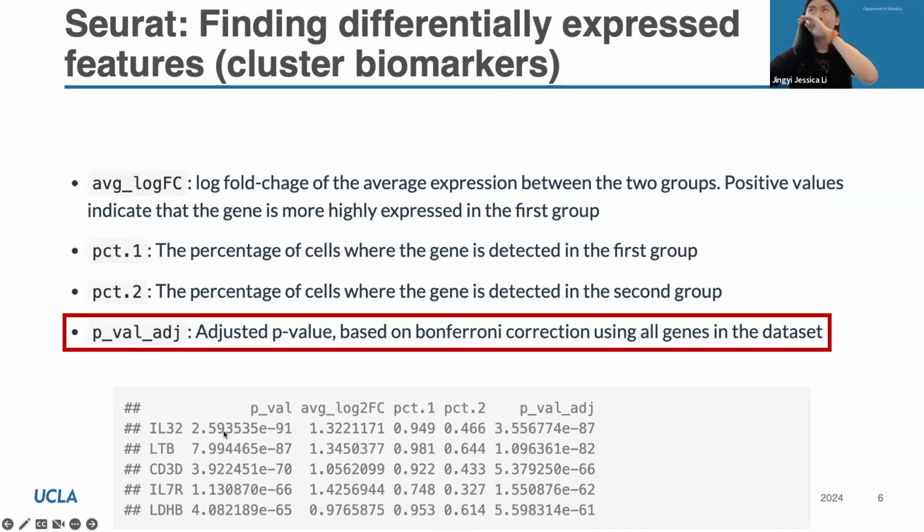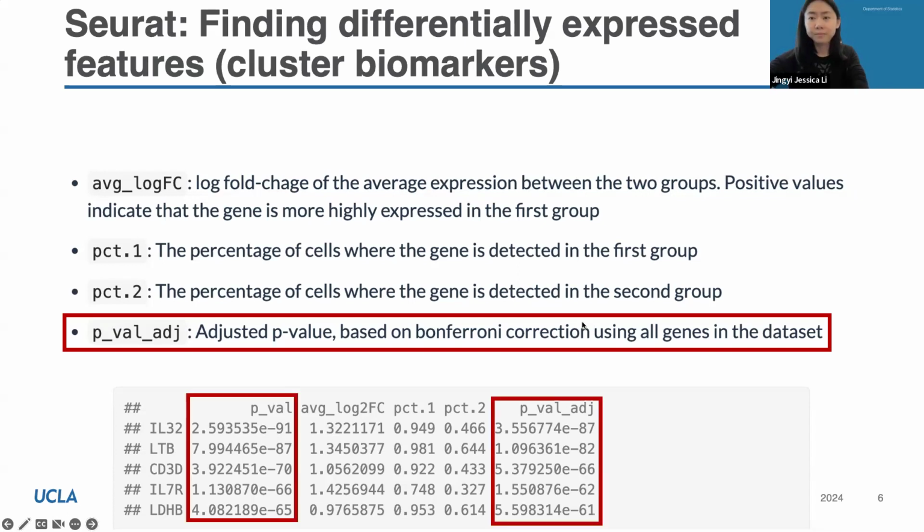Just as a precaution, what I found over the years is that very few people understand p-values correctly, which we will talk about later. Hopefully after today's lecture, at least our students understand what a p-value is. So let's bear this question in mind. In the last column, you see the adjusted p-value. It's said to be based on Bonferroni correction using all genes in the dataset. What does this mean? Why do we need to do adjustment? That's another topic we'll talk about today, multiple test correction.